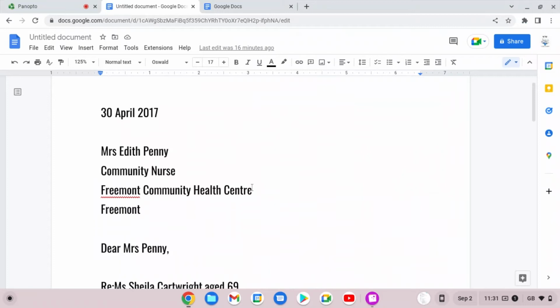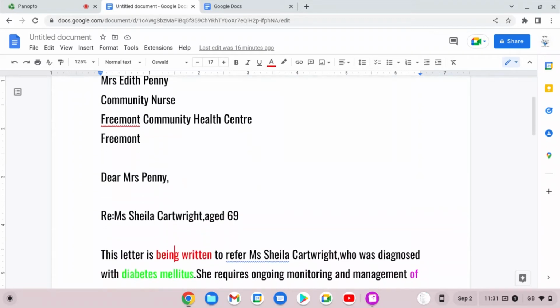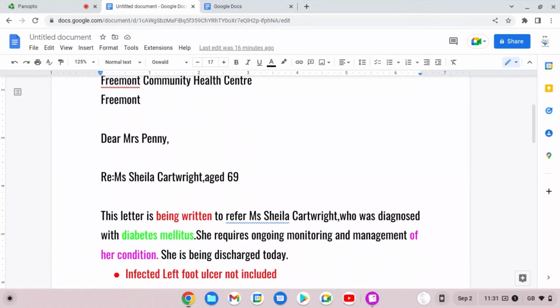Right, so this is the letter. The date is absolutely fine. That is 30th April 2017, the date we are writing this letter, and the address is fine. Mrs. Edith Penny, Community Nurse, Fremont Community Health Center, Fremont. Dear Miss Penny, that's correct. Regarding Miss Sheila Cartwright, age 69. Again, we are writing to introduce her now. This is the introduction that is given already, so I just corrected it according to the previous one: this letter is being written to refer Miss Sheila Cartwright. Okay, so this letter is to refer Miss Sheila Cartwright would be fine.